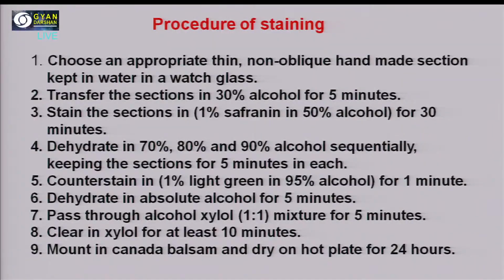Now, how do you go for this staining? These are some of the steps. Choose an appropriate thin non-oblique handmade section kept in water in a watch glass. Transfer the sections into 30% alcohol for 5 minutes and then go for the staining. First you add 1% safranin, prepared in 50% alcohol. Stain it for 30 minutes. Then you go for a series of dehydration steps: first in 70% alcohol, then 80% alcohol, then 90% alcohol sequentially.